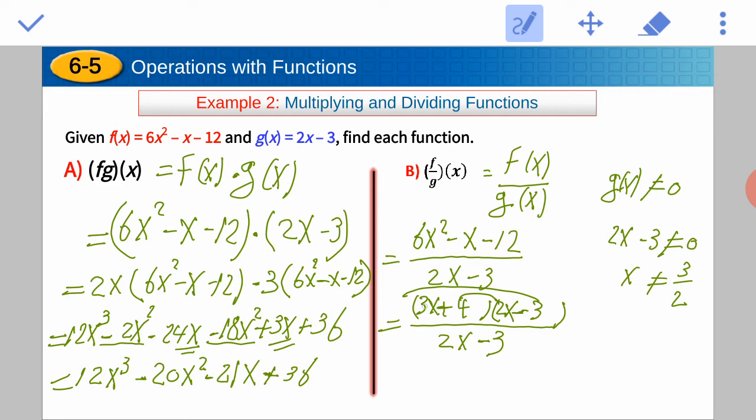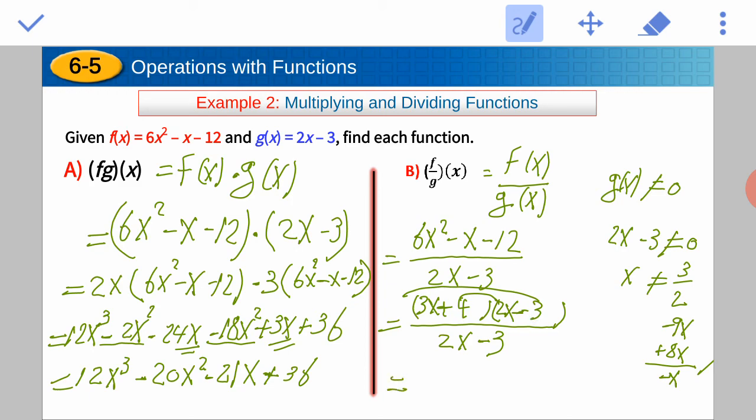So let me try that. The outer, 3x times negative 3, is negative 9x. And the inner, 4 times 2x, is a plus 8x. The sum of negative 9x and 8x gives us negative x. Guys, congratulations, this is exactly the middle term of this trinomial. So my factoring is correct.